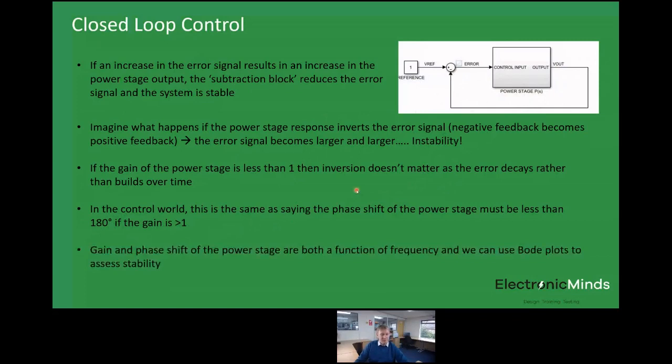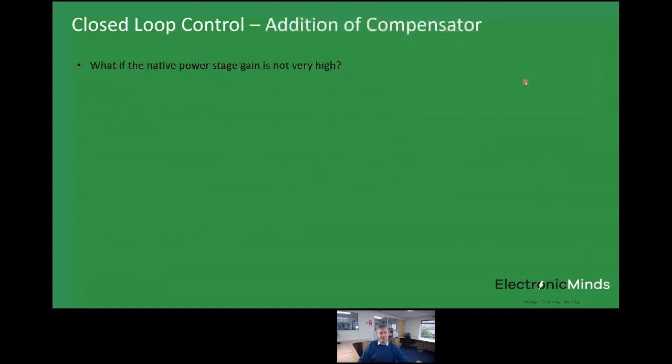The other thing to say here is that the gain and phase of that power stage and the compensation response are both functions of frequency. As we go up in frequency, the gain and phase shift change depending on where poles and zeros are, and we use Bode plots to assess that stability. They can become quite complex expressions to model, but essentially we're looking at gain and phase through the loop as we go over frequency.